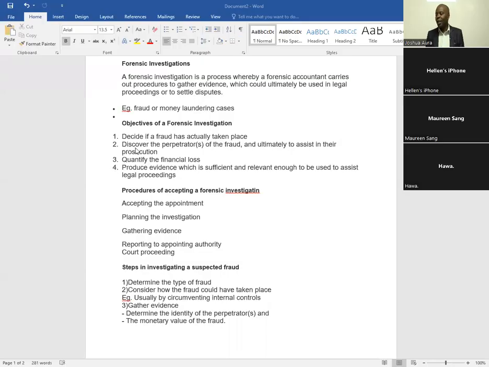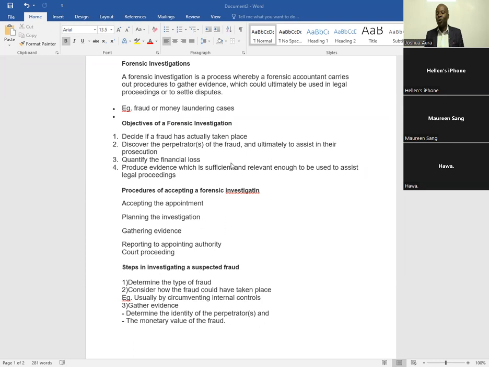So give a forensic investigator this job. His first objective will be to determine whether indeed there is a fraud or there isn't one. It's the first objective, to determine whether fraud actually occurred, because in some cases, it's not a fraud. Number two, discover who engaged in this fraud. Discover the perpetrators of the fraud, and ultimately assist in their prosecution in a court of law, right?